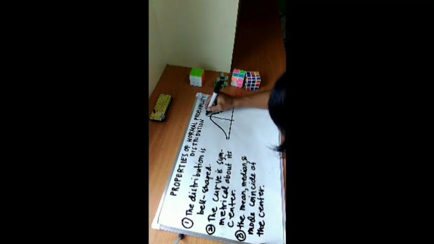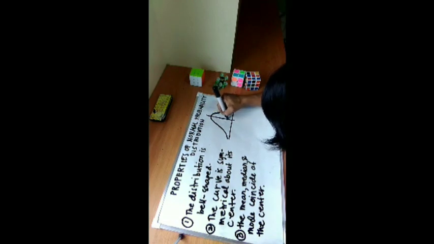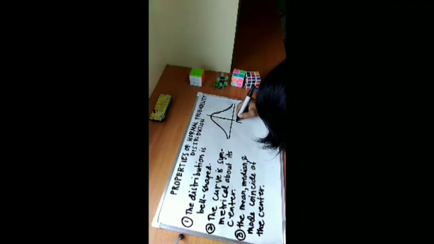Number 3, the mean, the median, and the mode coincide at the center, which means at the center of this normal curve lies your mean. And if it is a normal probability distribution, at the center, which is the mean, there coincide the value of your mode and the value of your median. Okay?